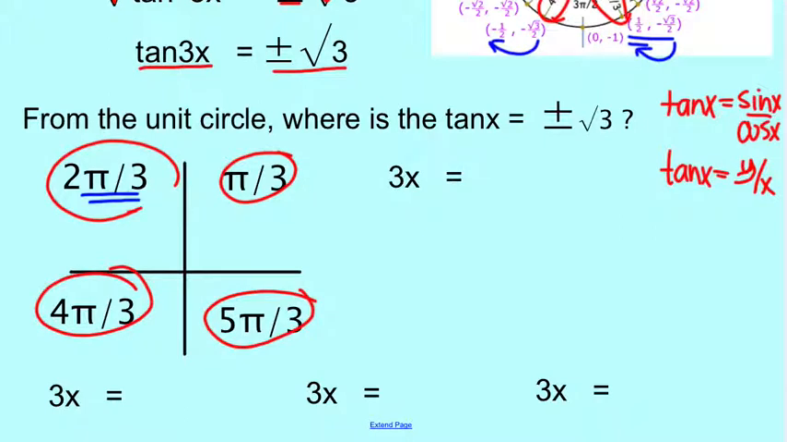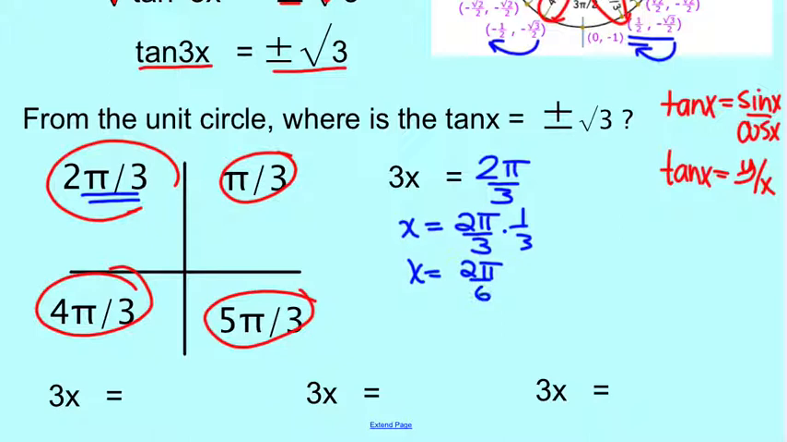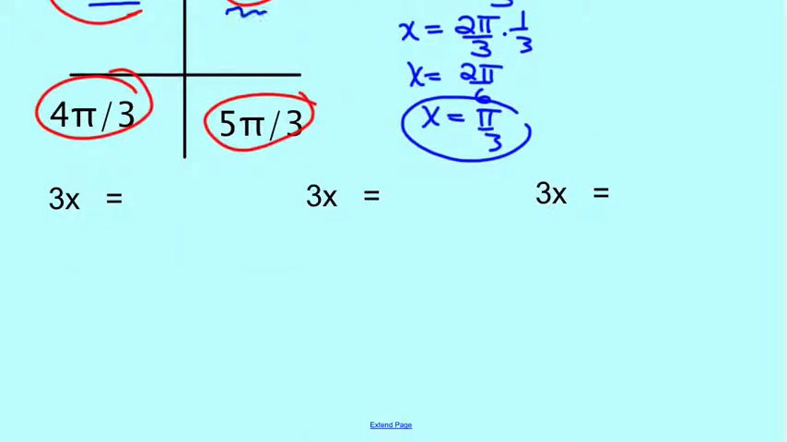So I'll start with this one, 2π/3, and we're setting it equal to 3x. We want to solve this for x. So now we're going to divide both sides by 3, or multiply by 1/3. And we get x equals 2π/9. Next one. Do the π/3 next. Divide both sides by 3 or multiply by 1/3, you get π/9.